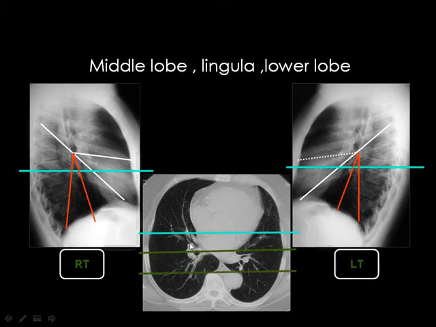Then, on the right side, this is the anterior segment, and this is the posterior segment, and here you can see the medial and lateral. This is the medial segment, which is very small, like a depression in this area, and you cannot see a similar one on the left side. And the rest of this part represents the lateral segment of the lower lobe. On the left side, you have only anterior, lateral, and posterior.